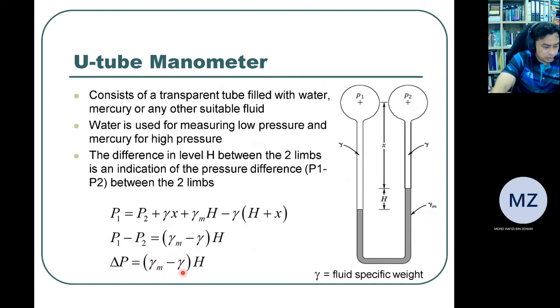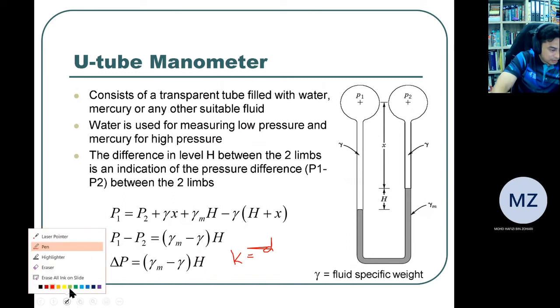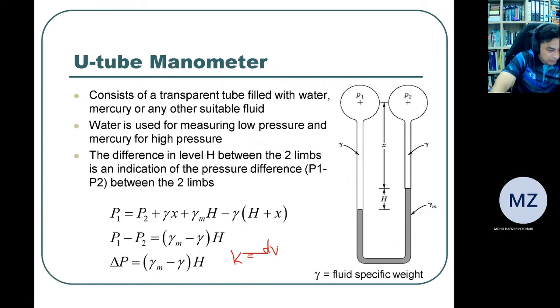that can be the indication is actually the k value. If you still remember, the sensitivity, the k value is actually equal to dy over dx. Remember, k is equal to dy/dx. The sensitivity of the equation of the measurement, delta y, the output, divided by delta x, the input.